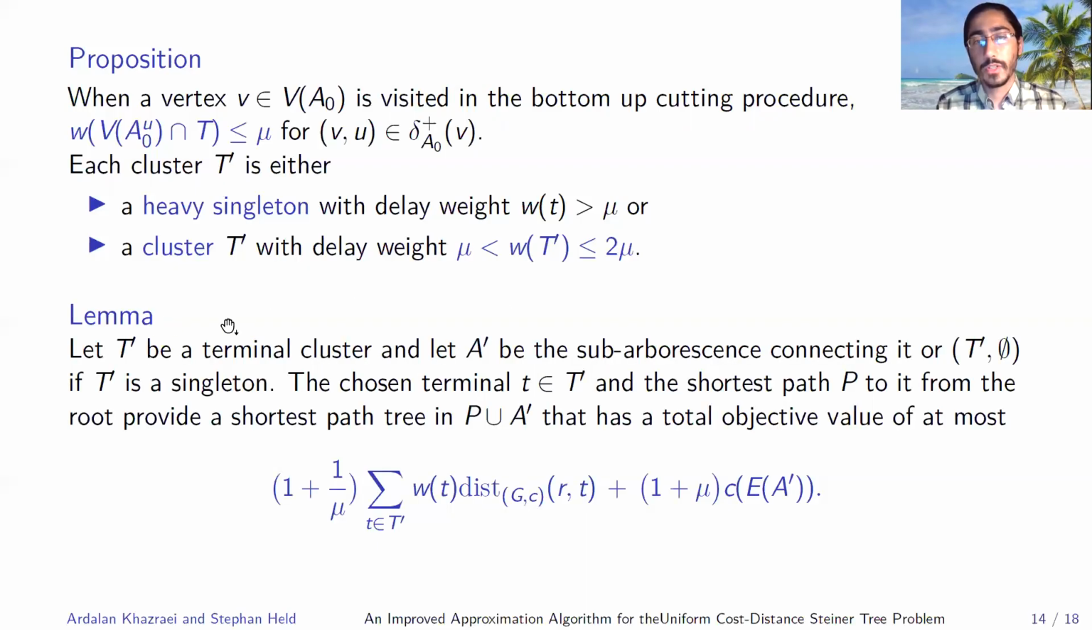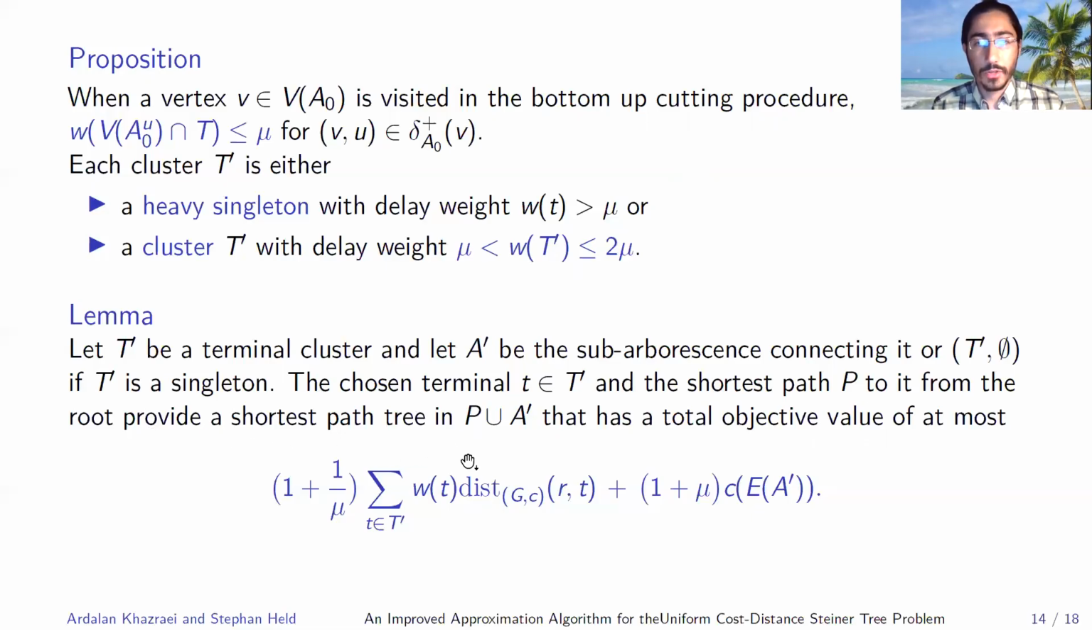This enables us to prove a lemma bounding the contribution of a single cluster to the objective value. So for a terminal cluster T prime connected together by subarborescence A prime, which may have empty edge set if the cluster is a singleton. Having made the optimum choice of portal to be connected by shortest path P to the root, thus connecting the other terminals in its cluster through itself to the root.